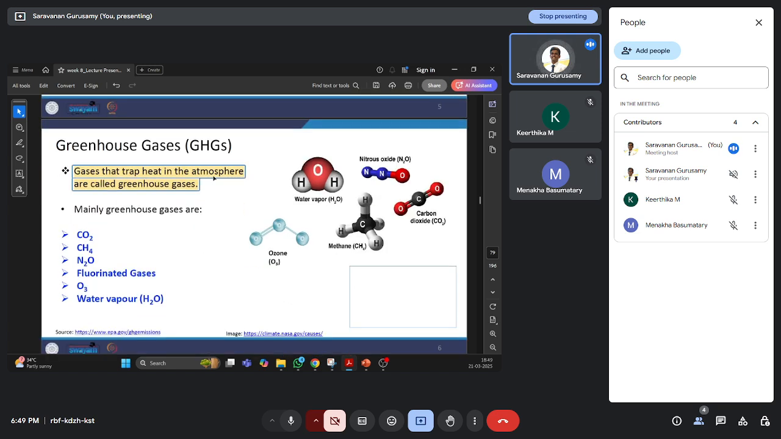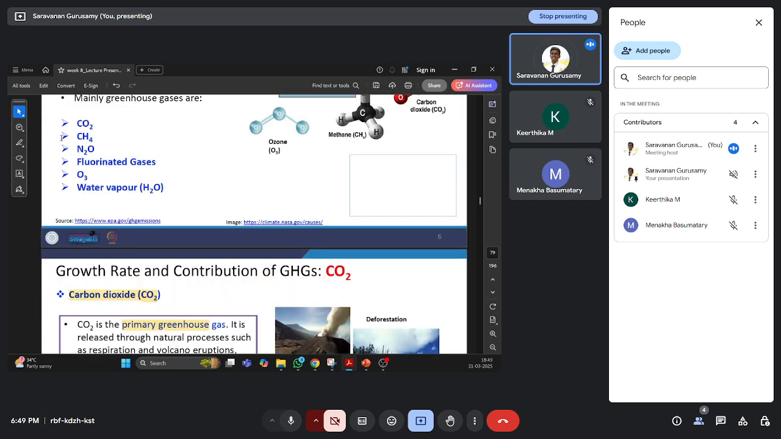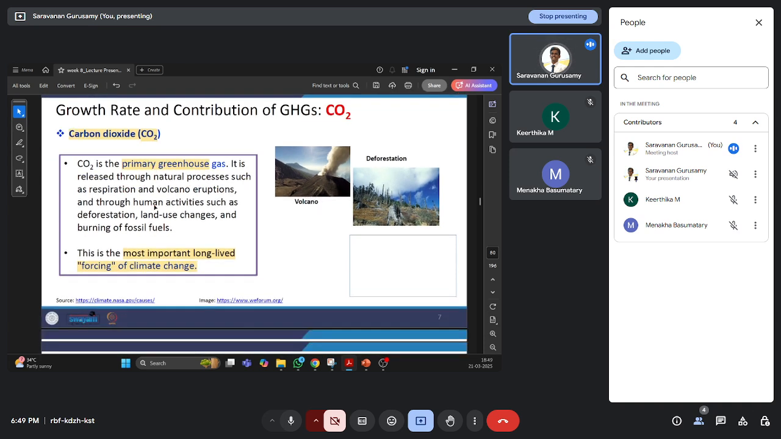Gases that trap heat in the atmosphere are called greenhouse gases. Water vapor is another major air pollutant because it is a greenhouse gas. Nitrous oxide. We are only talking about carbon dioxide, but even water vapor is a problematic thing. And then methane, ozone, everything has a potential to trap the heat. You can see here CO2, CH4. Why are we talking about CO2? Because it's a huge volume. But even a methane volume 100 times lesser has the same potential. That's what we are going to discuss in global warming potential.